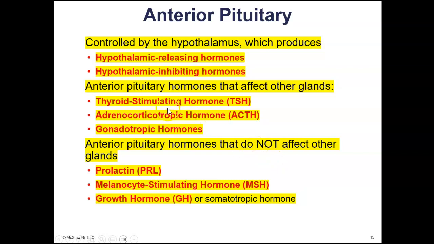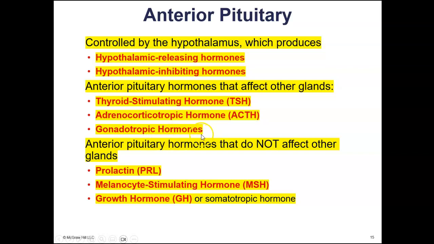The anterior pituitary is controlled by releasing and inhibiting hormones from the hypothalamus. So the anterior produces TSH, ACTH, and then gonadotropic hormones that will stimulate the release of FSH and LH. TSH is thyroid stimulating hormone, and it will trigger the thyroid to release thyroid hormones to increase your metabolism. ACTH is adrenocorticotropic hormone, and it will stimulate your adrenal gland to release cortisol.